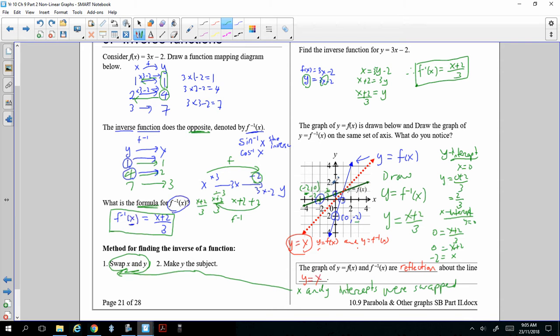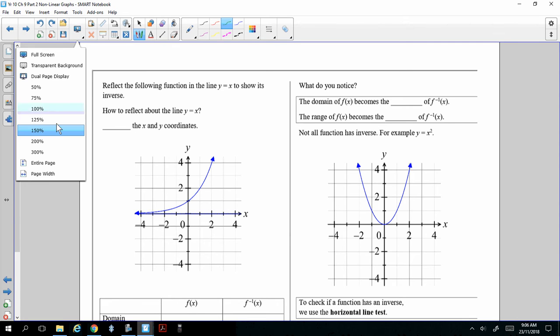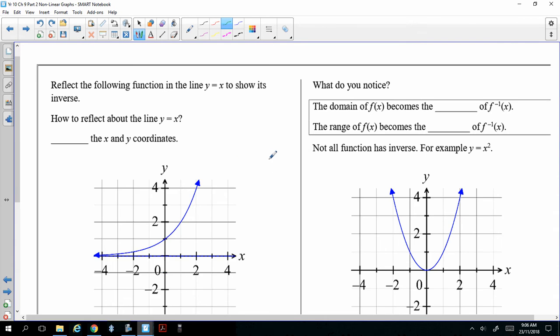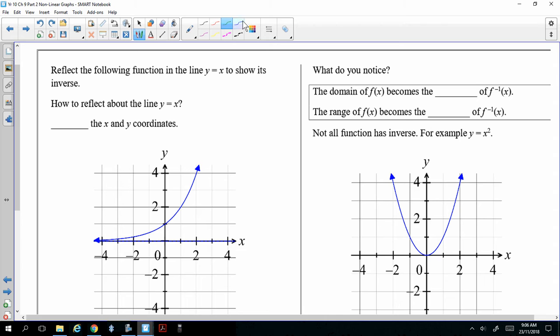Okay, but there are other things I want you to learn about the inverse, so we're going to look at a curve this time. Because some of the features are not available in the straight line, but are available in the curve, so we're going to draw a curve. All right, let's draw a curve. Okay. All right, so now we know how to draw the inverse. So now we can draw the inverse of this function by reflecting the function about y equals x to show its inverse. How to reflect about the line y equals x?